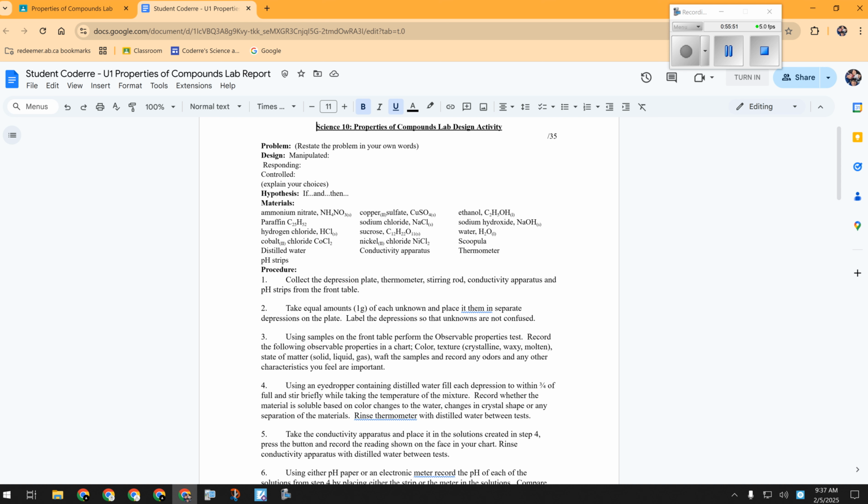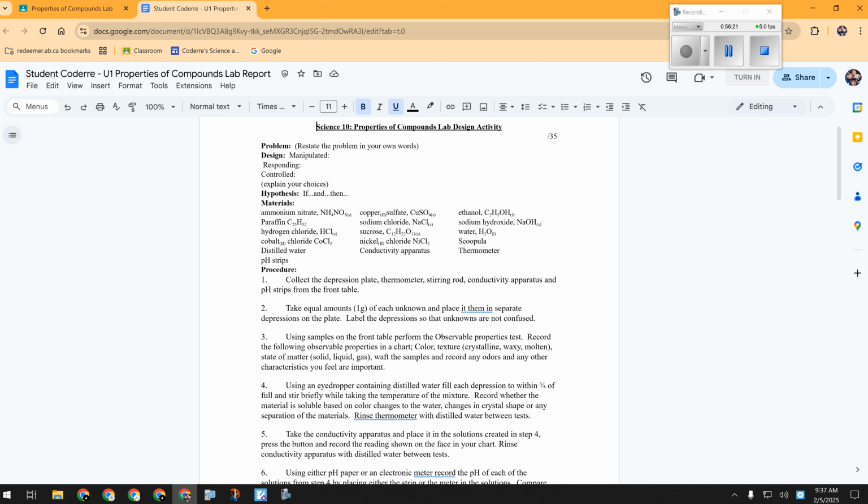So you'll put your samples in there, record just your observable properties: color, texture, state, anything you can observe. Then you'll do your solubility test. I will give you a little squeeze bottle with distilled water in it, and you'll simply add the distilled water until it gets to be about 2/3 to 3/4 of the way full. You've got to leave room to be able to stir and put in the thermometer.